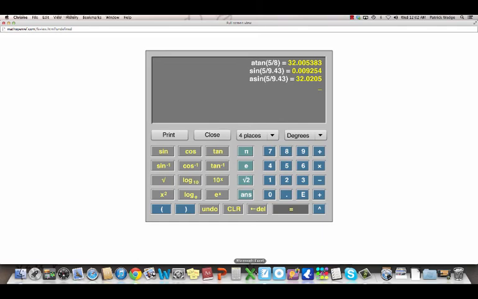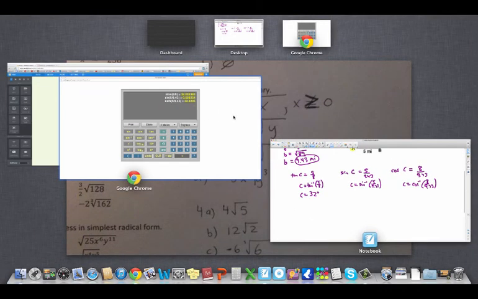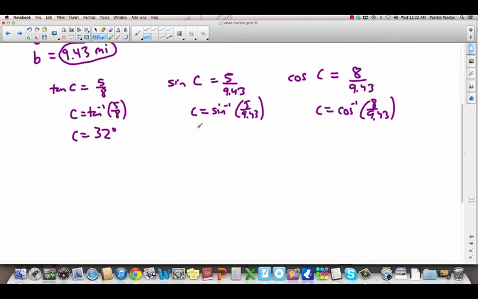So again, 32 degrees. And the last one is inverse cos of 8 divided by 9.43. And that equals, should be very close, 31.9667, which rounds to 32. Again, the reason these ones are a little bit different is because this 9.43 is a rounded answer. But they all round to 32 degrees, don't they? So C equals 32 degrees.